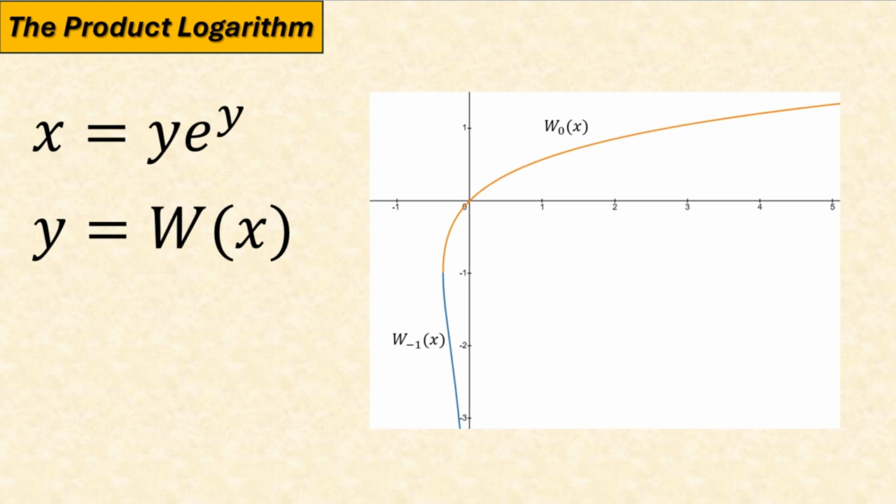The orange branch here is branch 0, and the blue branch here is branch negative 1. Another name for branch 0 is the principal branch. So the orange line here would be the principal branch of the product logarithm.